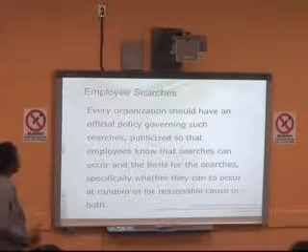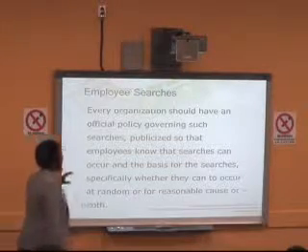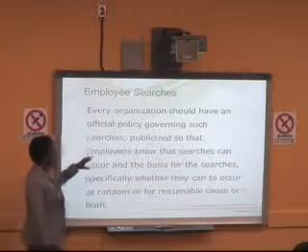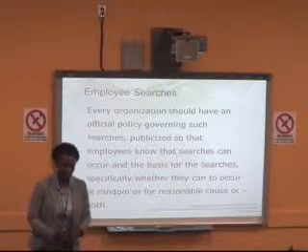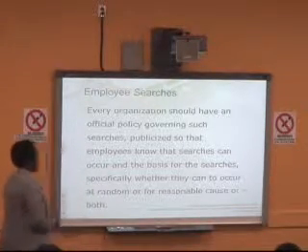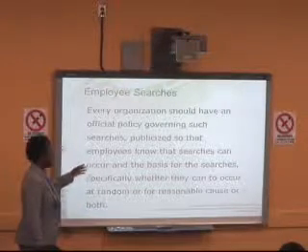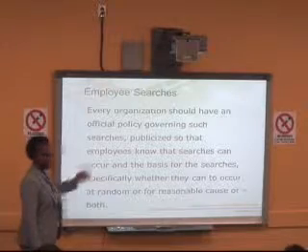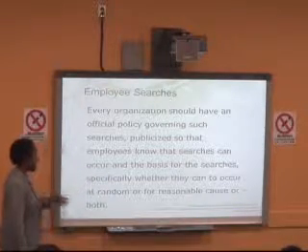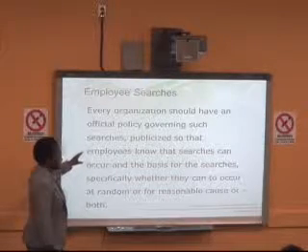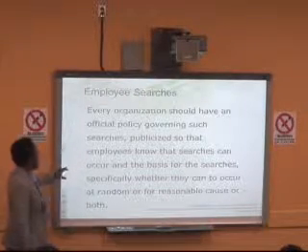Employee searches. Each organization should, keyword should, have some type of policy that speaks to searches and files, so that everybody understands who can see their file, why their file might be searched, et cetera. This is something that every employee should know, and it should be somewhere in the policies, the manual, or the handbook.